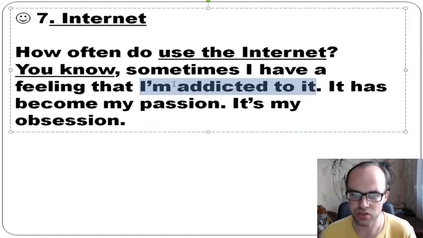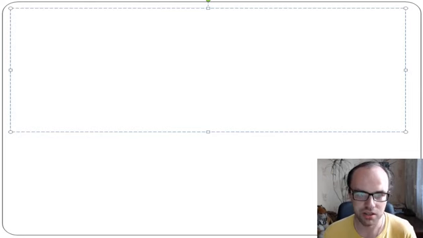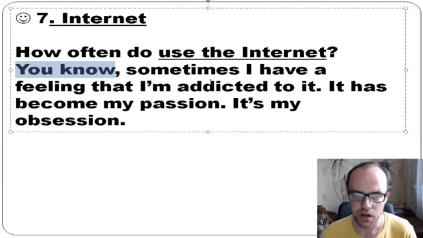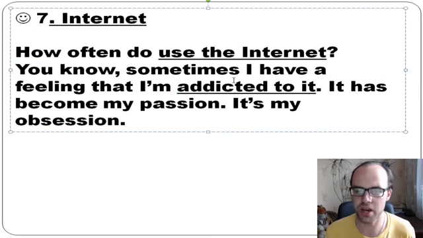So I'm addicted to it. So we usually say that he is addicted to maybe drugs. He is addicted to smoking. It's usually about something bad. However, let's get back to our conversation. So sometimes I'm addicted to it. So it means that I can't live without it. So I use the internet every day, and it's very difficult for me to live without it.